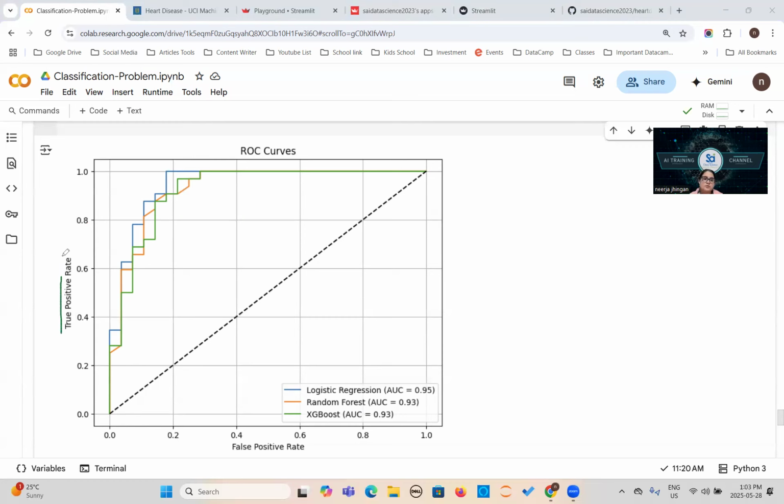So we need to look at this. We need to increase this one, the true positive rate, the recall. And we need to reduce this one, the false positive rate.